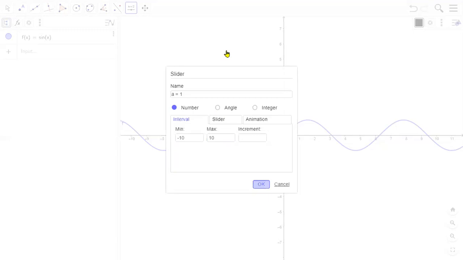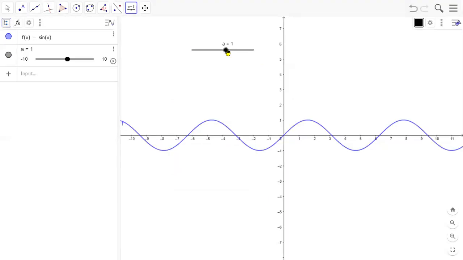Here I have made the slider. This slider can be moved, and it takes values from -10 to +10. This is just the slider, and in the slider the value of a is given here.